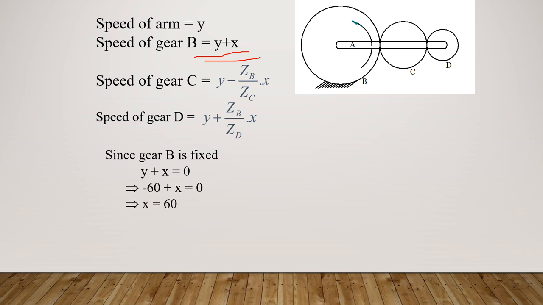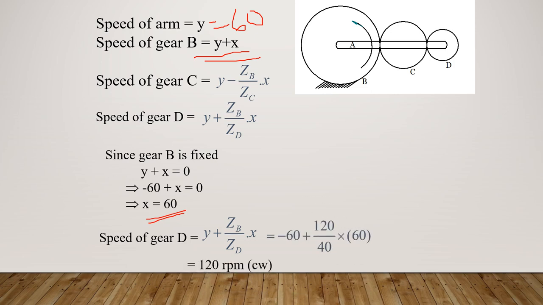X is 60. Okay, now the speed of gear D. Y value is known, 60. This is 60. ZB is given in the problem, ZD is given in the problem, X we just calculated here. Substitute all those values. Okay, so you'll get the answer for the speed of gear D. So compare this with the algebraic method, we will get the same answer. So this is the solution for the second problem.